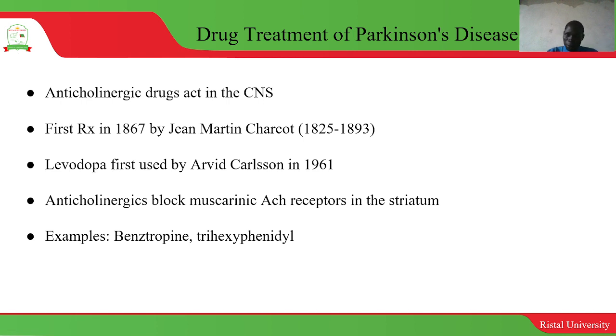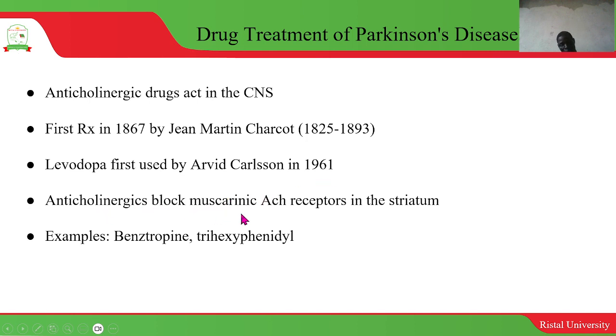Drug treatment of Parkinson's disease continuing. We said anticholinergic drugs act in the central nervous system. The first treatment was in 1867 by this person called Jean-Martin Charcot. This was a major breakthrough discovery. Levodopa was first used by Arvid Carlsson in 1961.